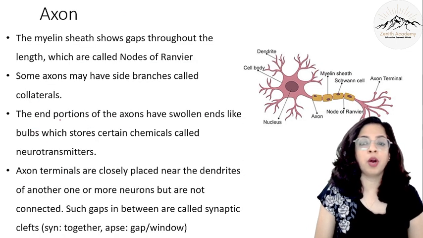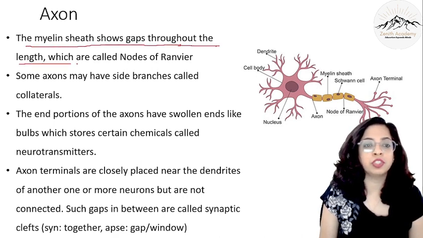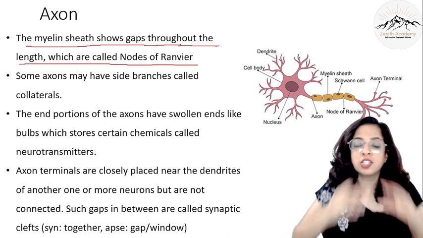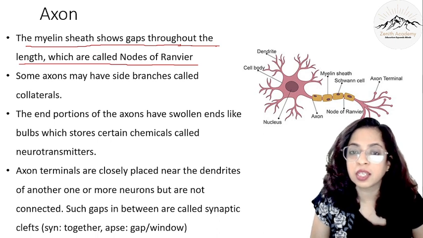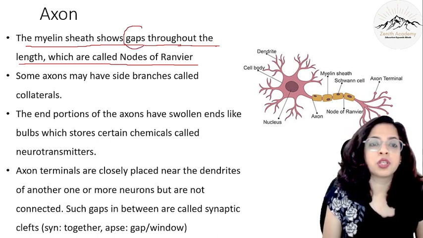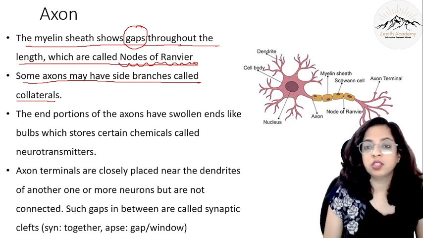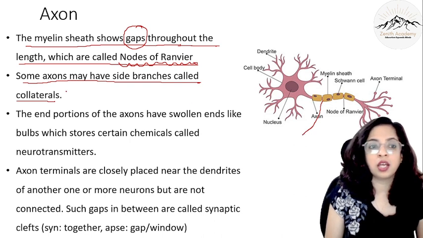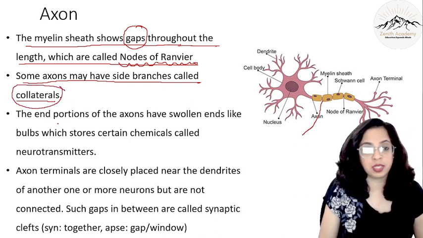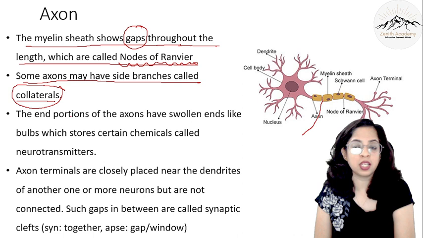So let's talk more about the axon. The myelin sheath shows gaps throughout the length, which are called nodes of Ranvier. Can you see? This is not a continuous sheet which is covering it. Can you see the breaks here? Okay. So the gaps are known as nodes of Ranvier. Now some axons may have side branches called collaterals as well. So this is a straight line, but sometimes they might have side branches as well. These side branches are known as collaterals. So I'll show you the diagrams where the axons will have collaterals in the coming slides.